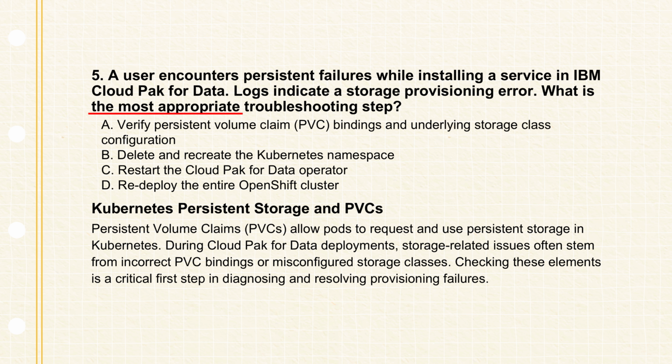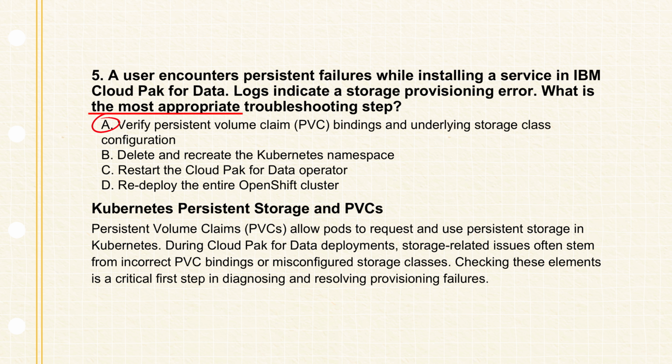B. Delete and recreate the Kubernetes namespace. C. Restart the Cloud Pak for Data operator. D. Redeploy the entire OpenShift cluster. Okay, B, C, and especially D are pretty drastic first steps. Yeah, it feels like hitting it with a hammer first. Exactly. The most logical and efficient starting point is A. Verify the PVC bindings and the storage class config.